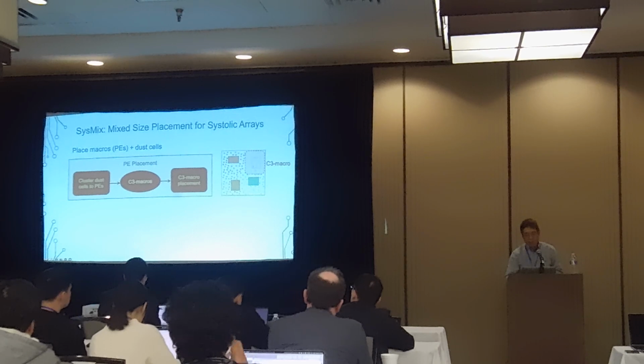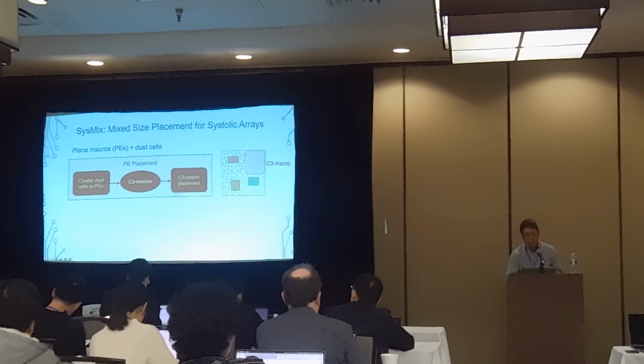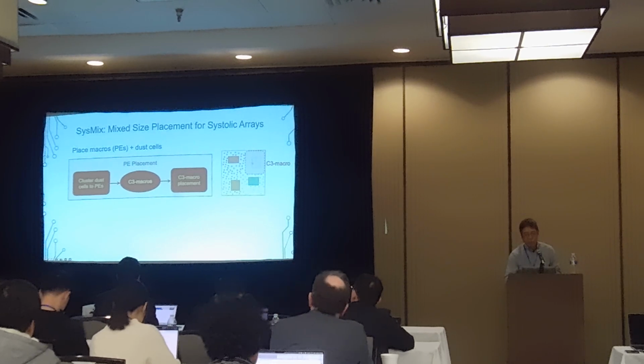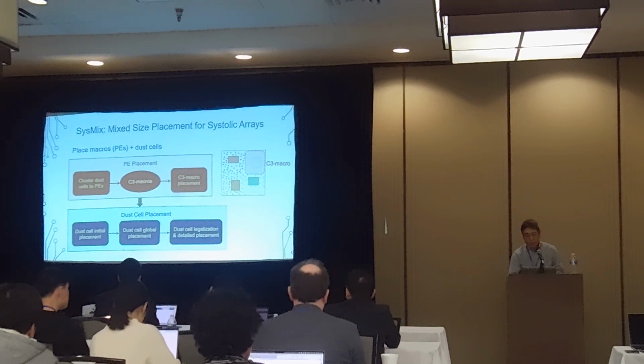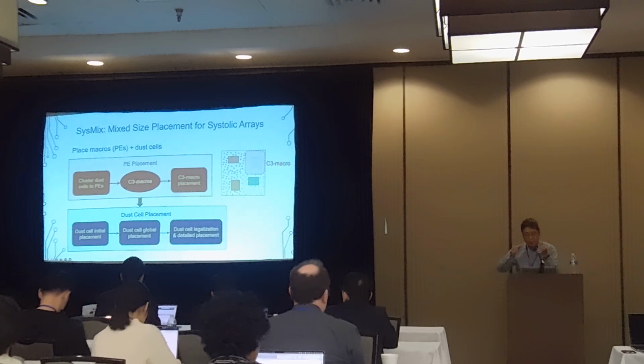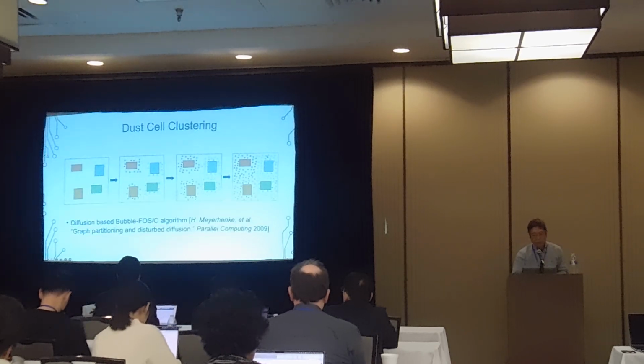So we show it on the top right here. This is one PE, and these are standard cells. C3 means chocolate covered cherry. So this is what we're doing, putting them together. Okay, so then we get this C3 macro. Then we do a C3 macro placement, and after that we fix the PE locations, and then we disassemble those standard cells and place them. So this is the overall flow.